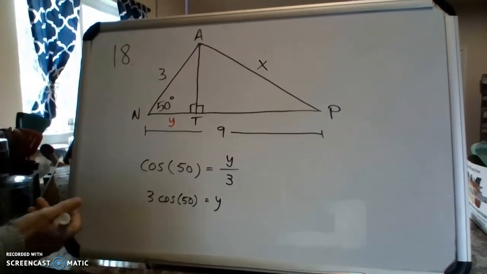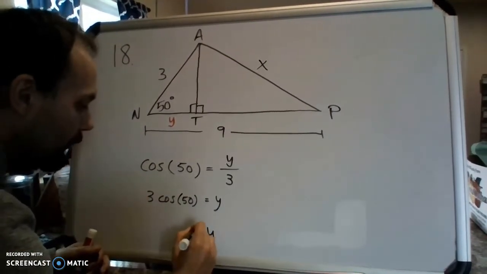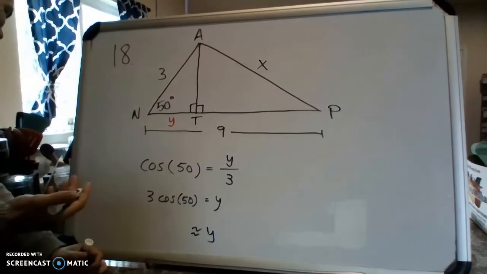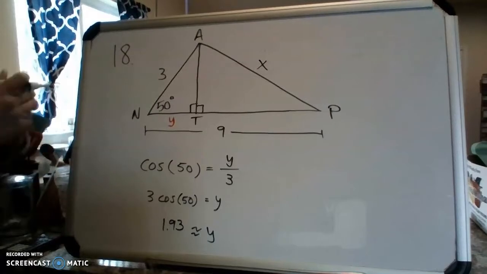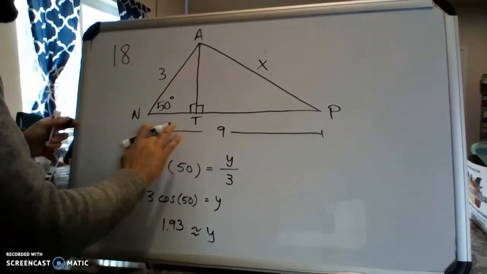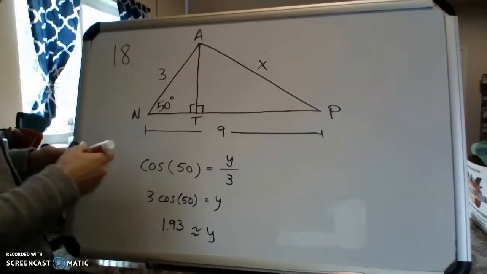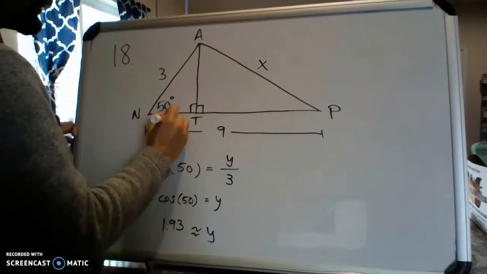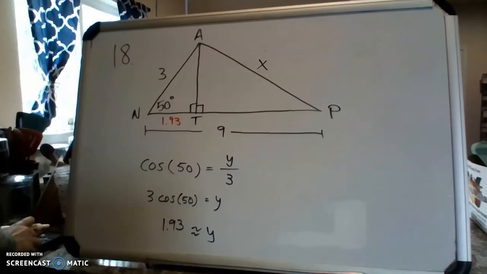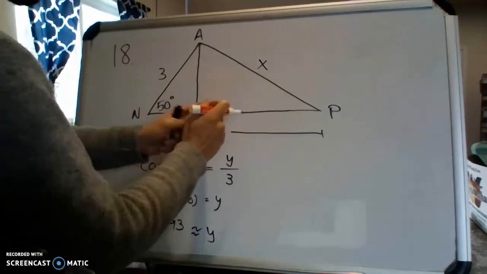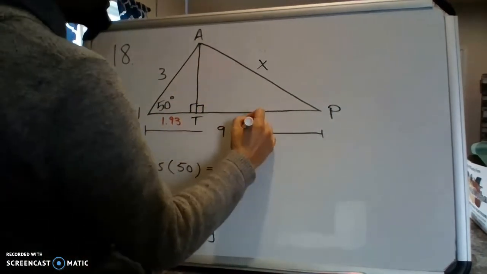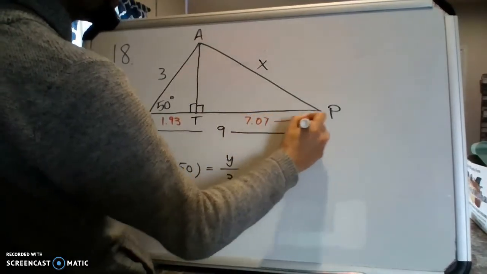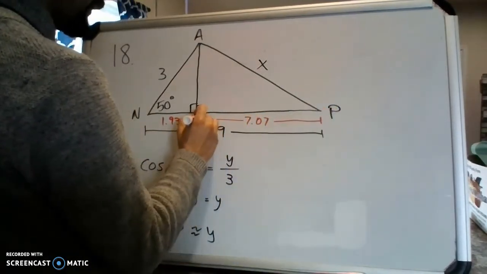So checking your calculator, it comes out to be approximately 1.9, but I'm actually going to round this off to 1.93. Again, we're going to be using this value to calculate something else, so I'd rather be a little bit more accurate this time. So that's 1.93. Obviously, we can just do 9 minus the 1.93 to find out how long the length of segment PT would be, and that comes out to be 7.07. So that would just be that little part right there.